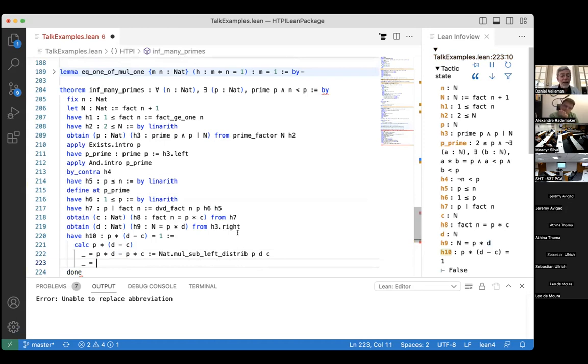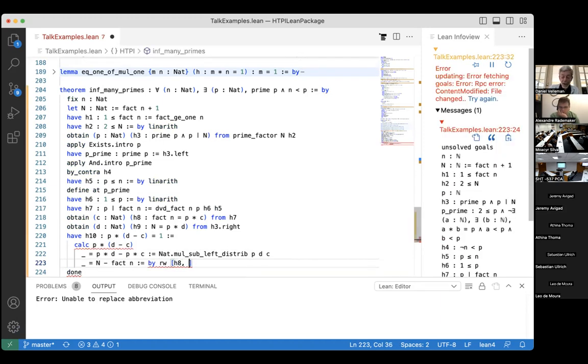Okay, P times D, I know that's equal to capital N. And P times C, I know is equal to N factorial. And so this is just a matter of rewriting with H8 and H9 as my rewriting rules.